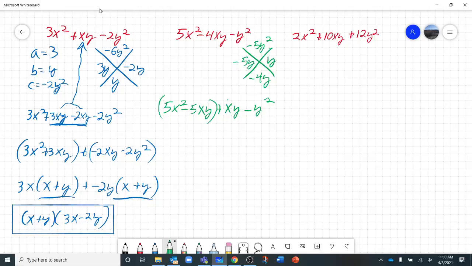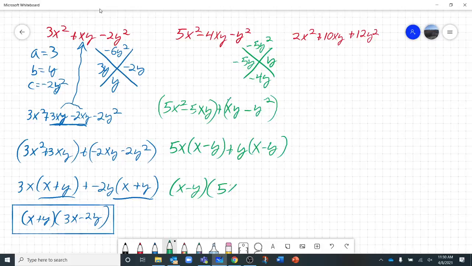Find my greatest factors here. My greatest common factor for the first part is 5x, multiplied by x minus y. Greatest common factor for the second part is y, and that would be times x minus y. And so x minus y is common to both, and we're going to multiply that by 5x plus y.